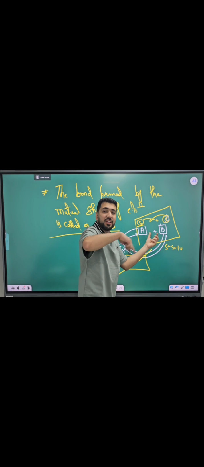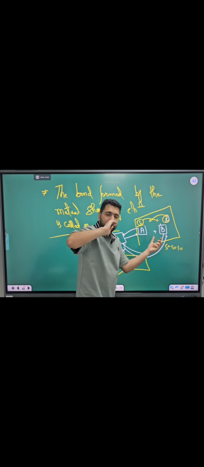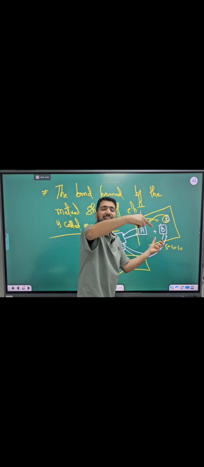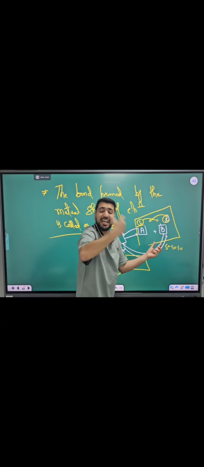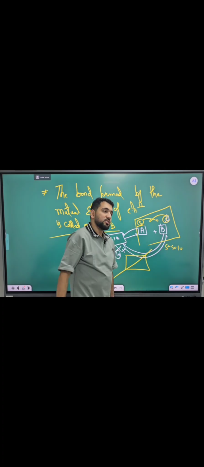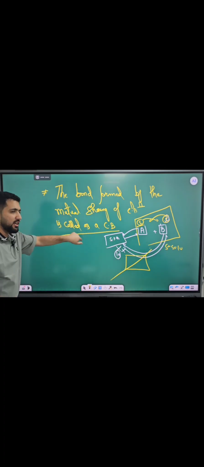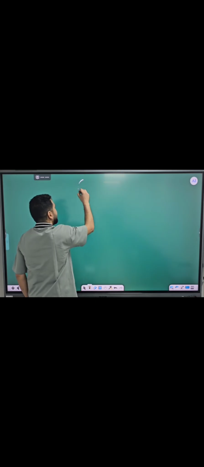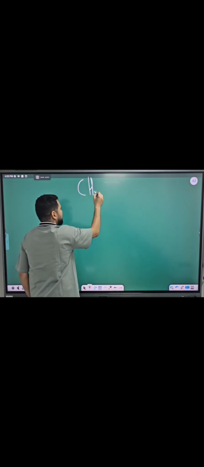Now look here guys, they're sharing in the same way. In chemistry, we are sharing the electrons. Elements are sharing the electrons, and that sharing of electrons is what we call a covalent bond. How exactly? I'll make you understand. Let's again talk about CH4, which is methane.